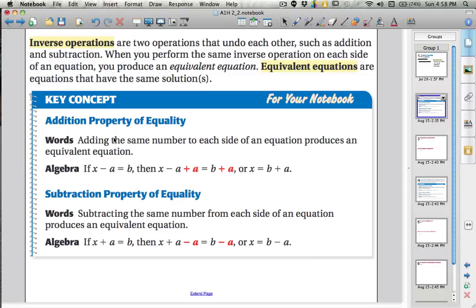When we look at the addition property of equality, that basically says that if I add the same number to each side of the equation, that's the addition property of equality. So if I have two things that are equal to each other and I add the same value to either side, I'll end up with a new equivalent equation.